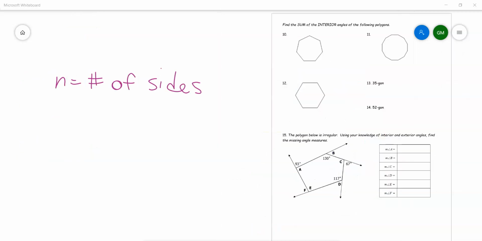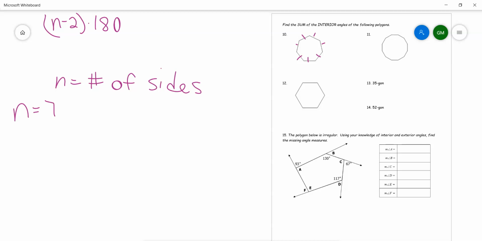All right, moving right along, number 10, it tells us to find the sum of the interior angles of the following polygons. And so we know that the formula for the sum of interior angles is n minus 2 times 180. That was on the first page. And it's the same thing we were using for the first few problems, just without dividing by the number of sides. n is still the number of sides. So let's look at number 10. 1, 2, 3, 4, 5, 6, 7. N is 7.